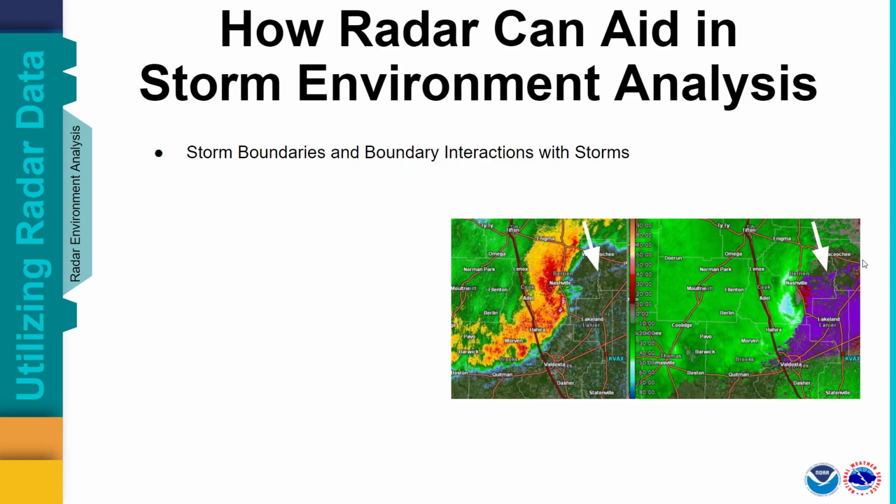The right pair of reflectivity and velocity images show a supercell storm interacting with an east to west outflow boundary that was moving slowly southward. If the environment was just marginally favorable for tornadoes, backed inflow and the ingestion of greater streamwise vorticity associated with this boundary could locally enhance the tornado threat.